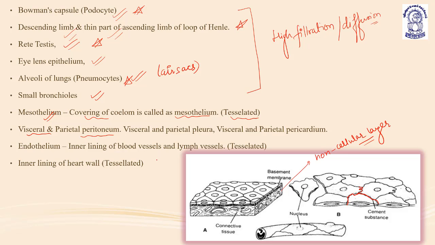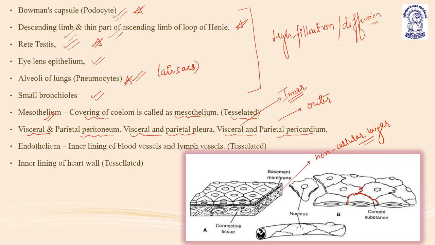Visceral and parietal peritoneum. The gut cavities, the cavities of the alimentary canal, are known as what? Peritoneal cavity. The visceral and parietal peritoneum basically cover the linings of organs. The visceral and parietal pleura, visceral and parietal pericardium. So you can see almost all the organs are covered by these layers. Parietal means outer and visceral means inner.